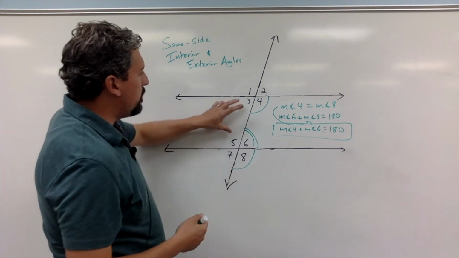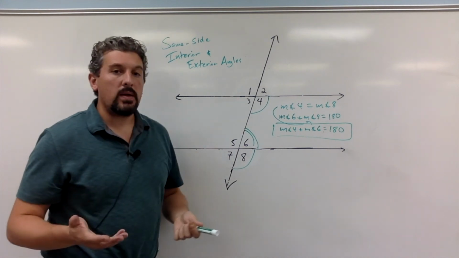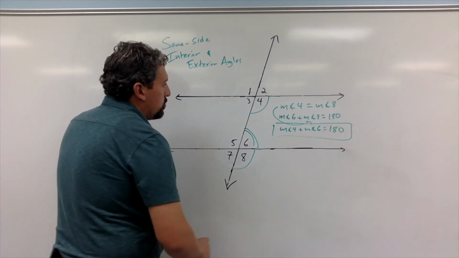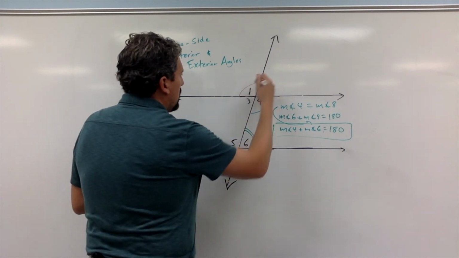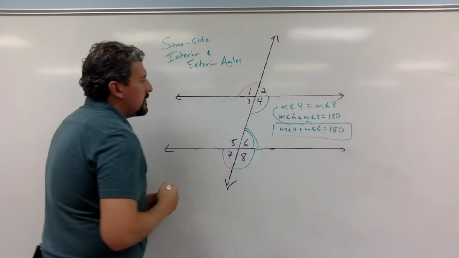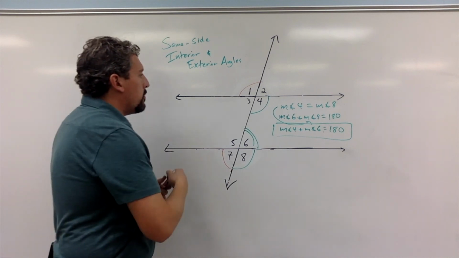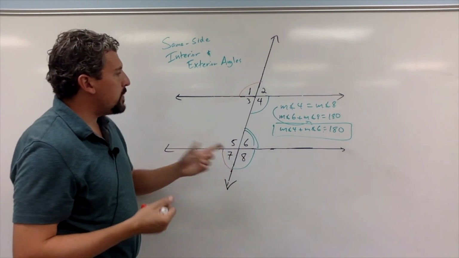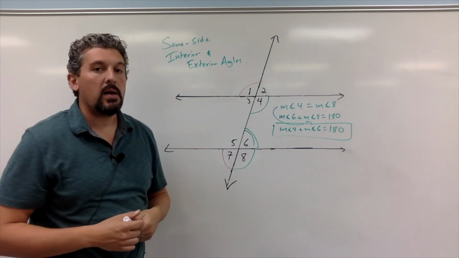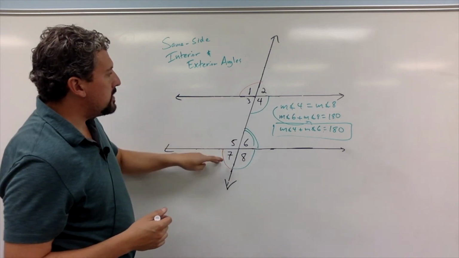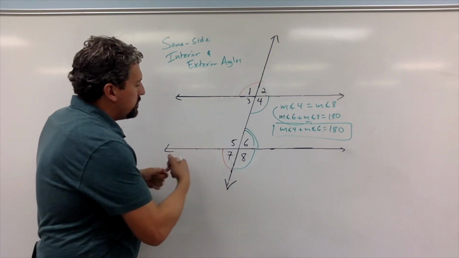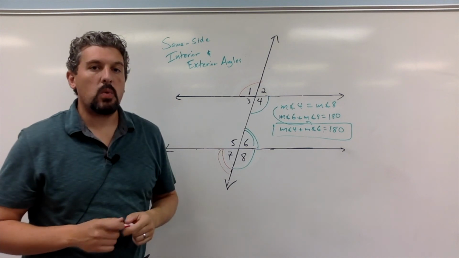The same would be true for 3 and 5. And then consequently, the same would also be true for angles like 1 and 7 using the same way to prove it. We would prove by using 1 and 5 as corresponding angles and then 5 and 7 as a linear pair that the measure of angle 1 plus the measure of angle 7 would have to sum to 180 as well.